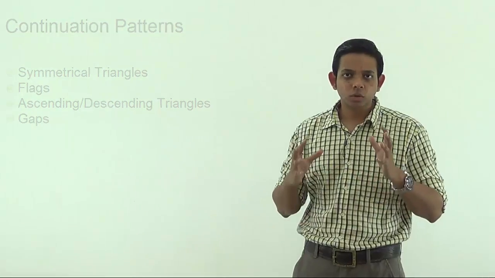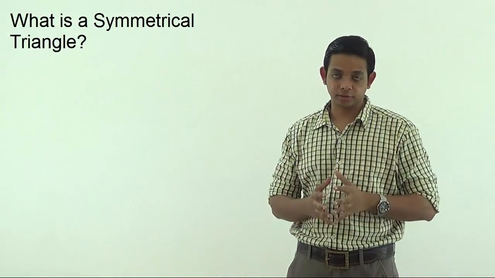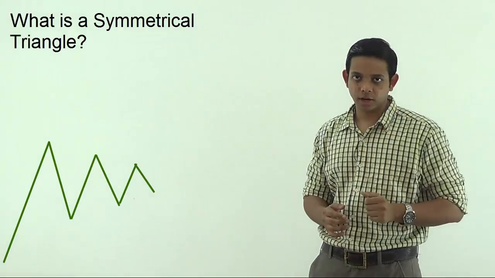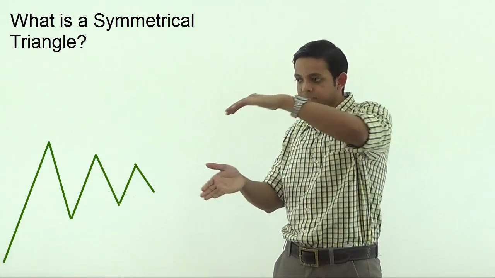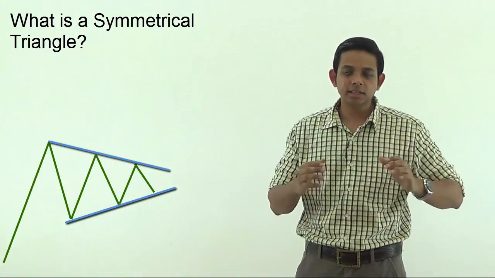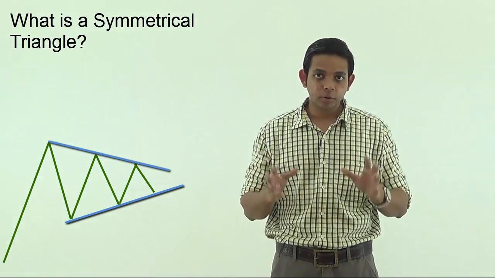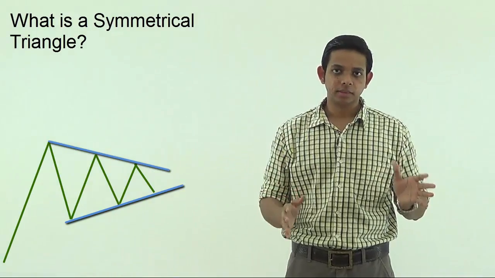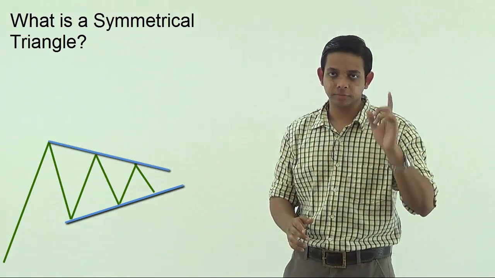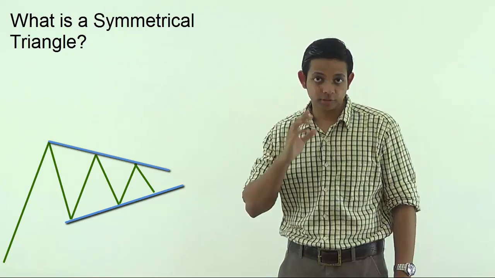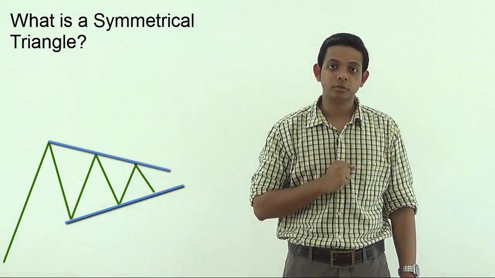So let's move on. So what is a symmetrical triangle? A symmetrical triangle is when prices converge at a central point. You see, this happens because the bulls and the bears are both at a decision point. The bears are absolutely sure that the prices are going to fall, and the bulls are absolutely sure that the prices are going to rise.